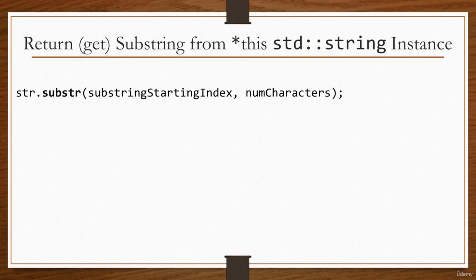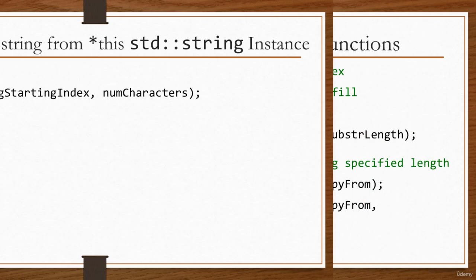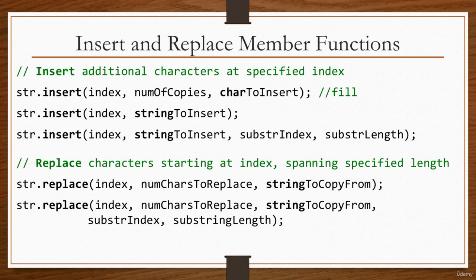To wrap up this lecture, we've talked about how we can return or get a substring from the current standard string instance. We can use the substr member function, substring member function. We can pass in the substring starting index and then the amount of characters that we want to return. Alright, we've also discussed the insert and replace member functions, where we can insert additional characters at a specified index. I've not discussed every single overload that we have with these member functions, but just a couple.